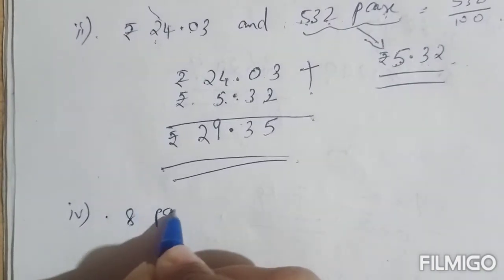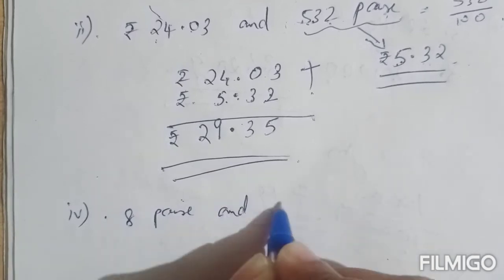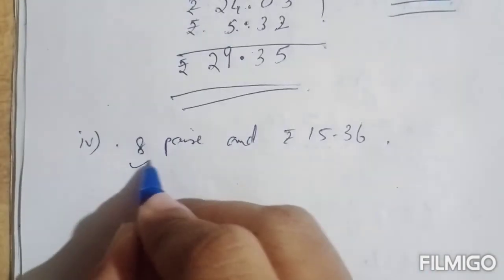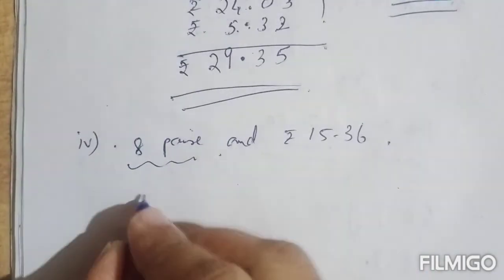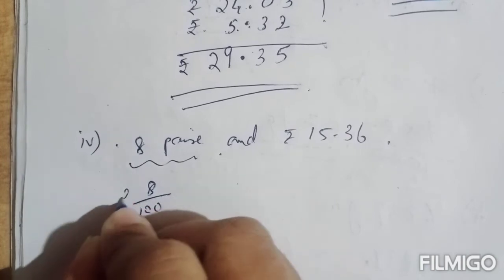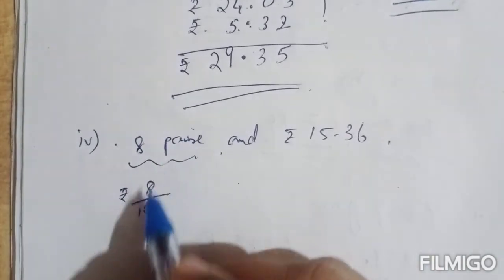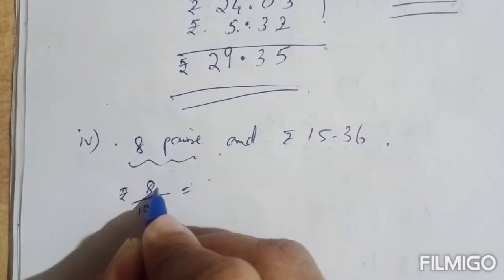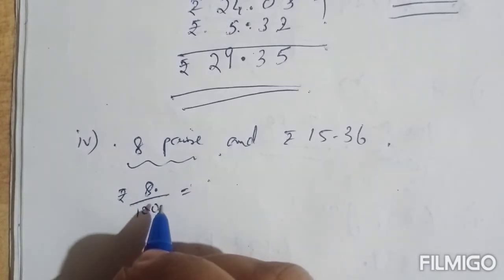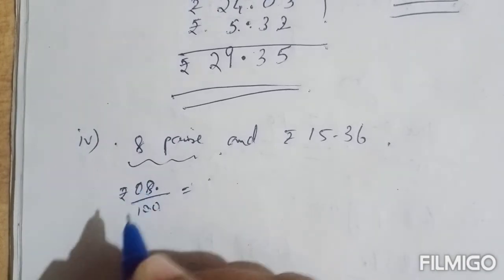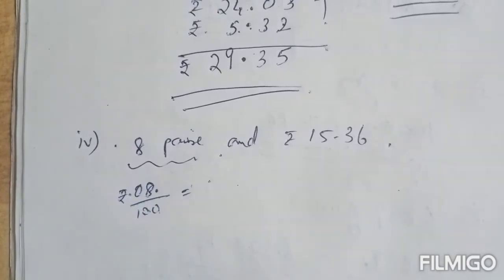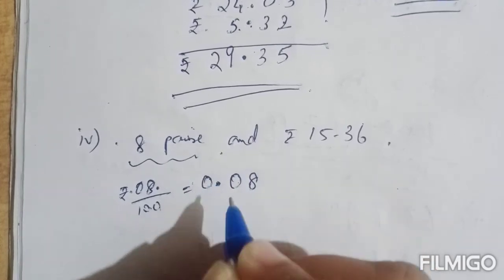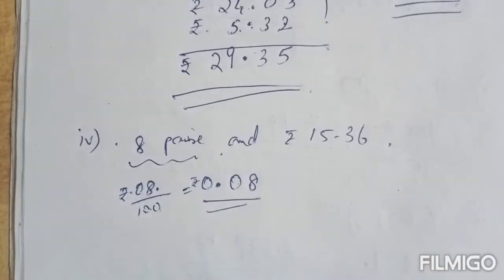8 paise and rupees 15.36. So first we have to convert this paise to rupees. 8 paise, it is 8 by 100 rupees. In order to convert paise to rupees, just divide by 100. What you will get? Division by 100, decimal point will move 2 places to the left. 1, 2. Here will be the decimal point. You will get 0.08. That means 0.08 rupees it is.